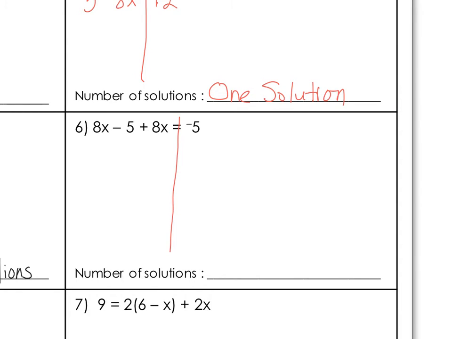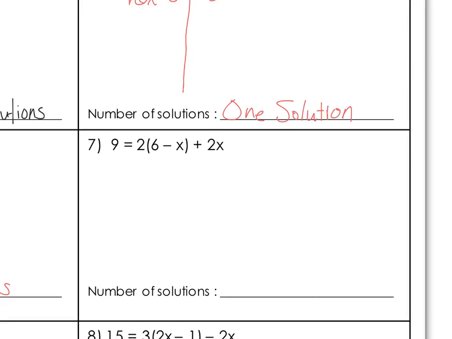Number 6, combine like terms on the left. 8x and 8x would give me 16x minus 5 equal to a negative 5. Again, we have the variable on one side of the equation and not on the other side. Therefore, this has one solution.